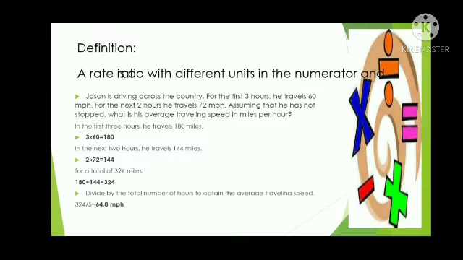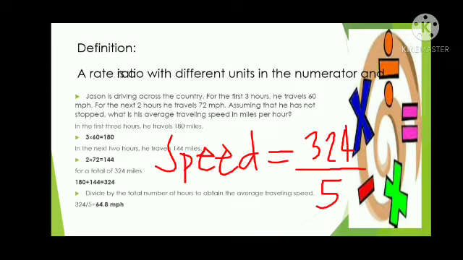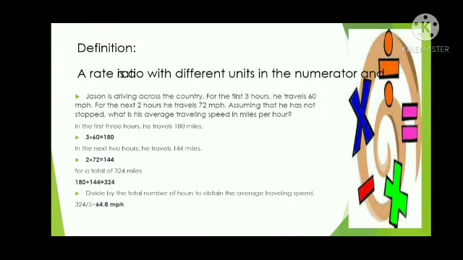Okay, so total number of distance divided by the total number of hours earned. Okay, so 324 divided by 5 is how much? That is 64.8 miles per hour.